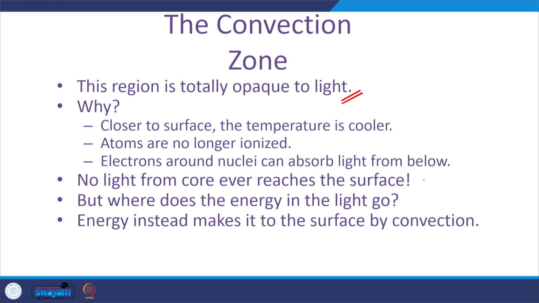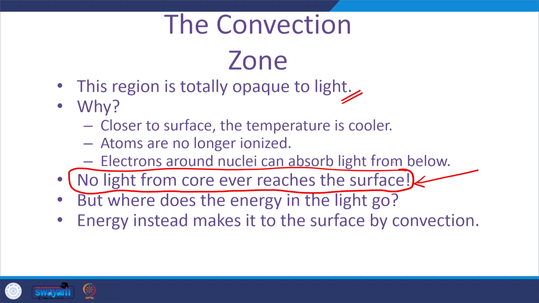So essentially, no light from the core ever reaches the surface. This is a very important statement. No light from the core ever reaches the surface. The topmost height the light reaches is the bottom of the convection zone. Okay. So where does the light go?